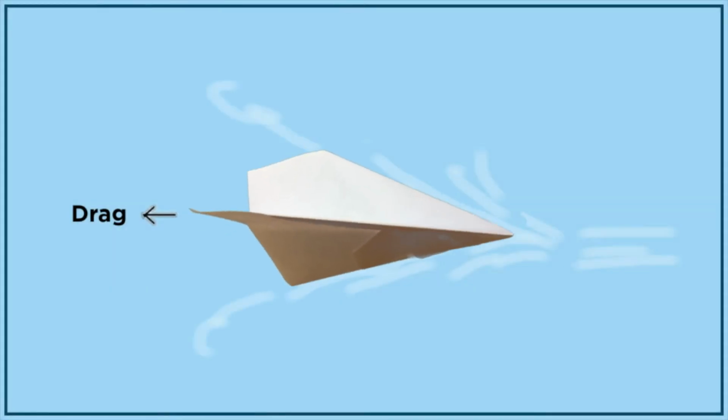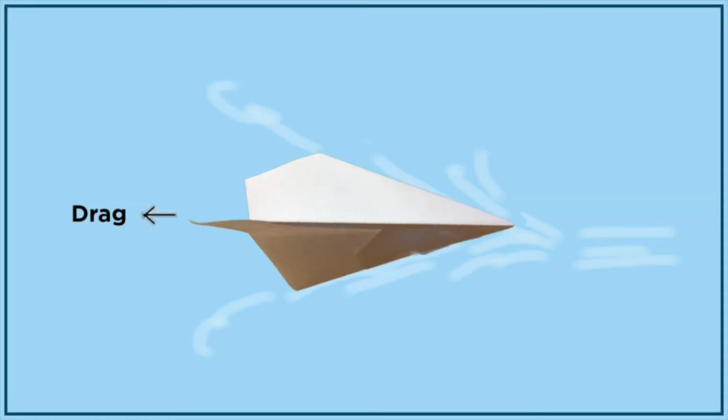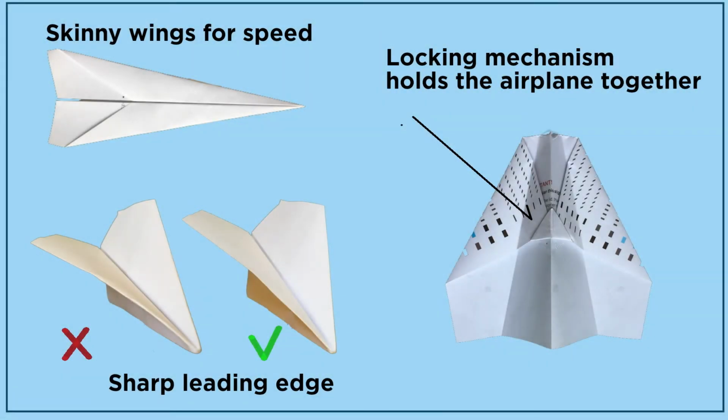Drag is a resistance force that slows down the plane. Overall shape of the airplane, the smoothness of the paper, or even the folding technique will affect how the surrounding air interacts with the surface of the plane and slows it down.